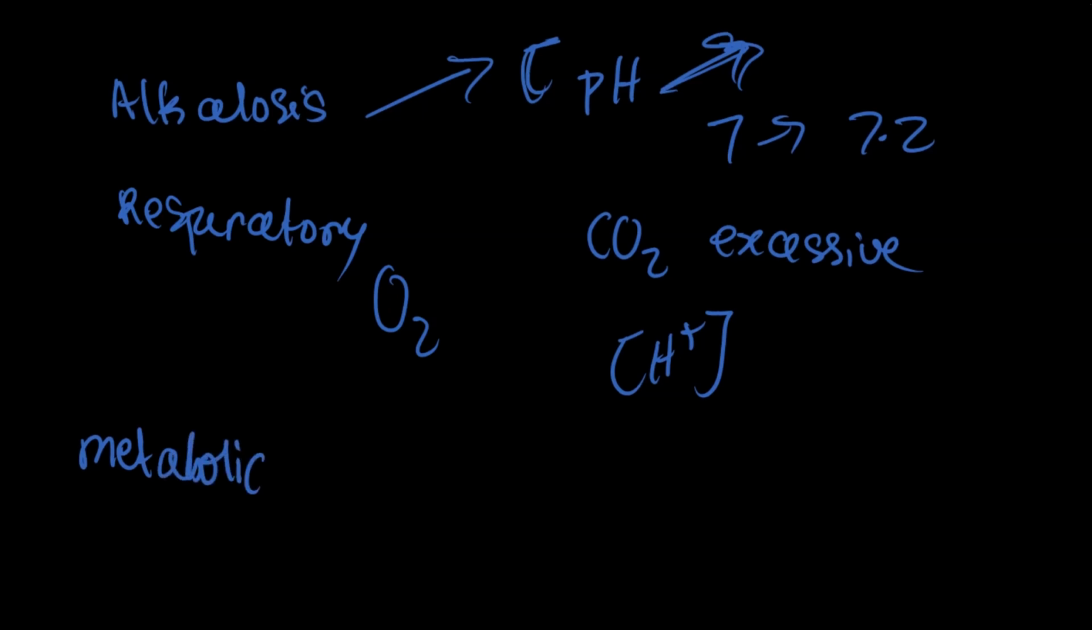And then we also have metabolic alkalosis. Metabolic alkalosis could result from vomiting of the stomach acid. So of course the acid is decreasing and the pH shoots up.